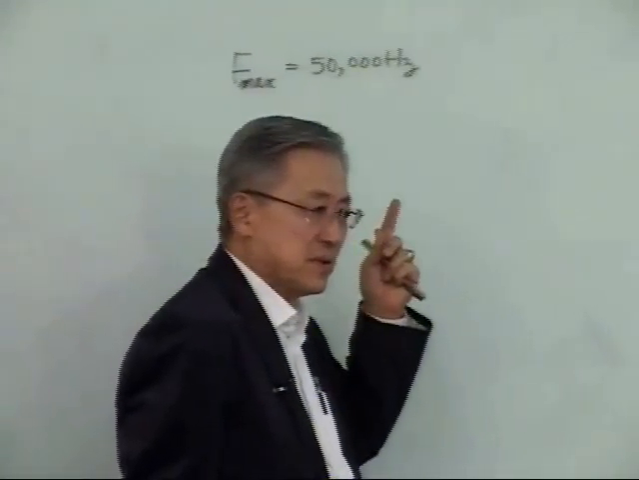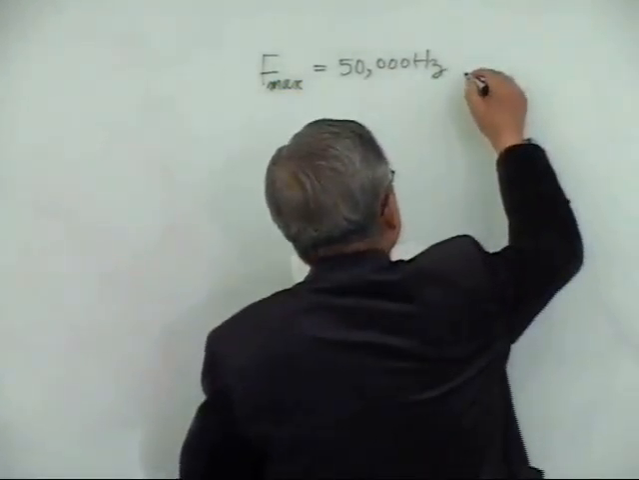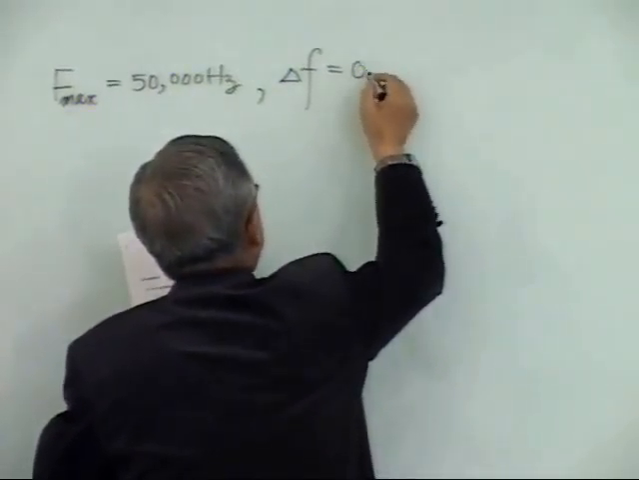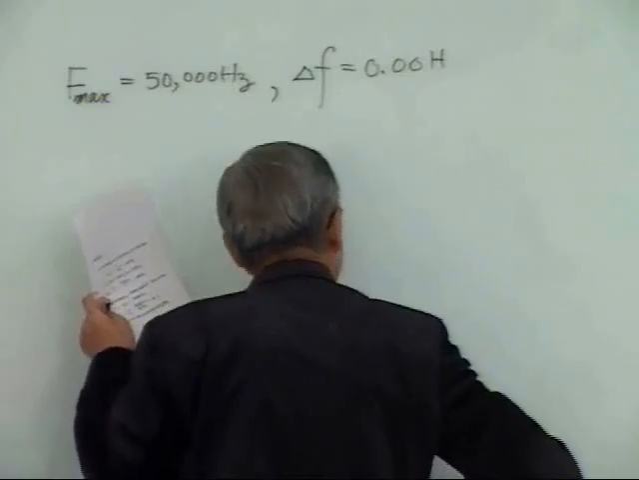Okay, so what would it be? Anybody took the acoustics course in ME? What would be the range? It's about 10,000 hertz that you can recognize. But let's say 50,000 hertz is what I want to know, and the delta F is equal to 0.0001 hertz.